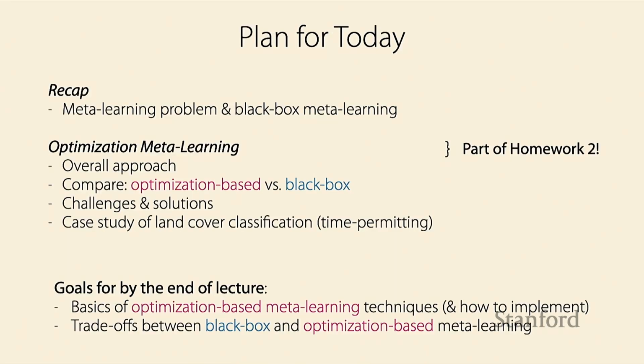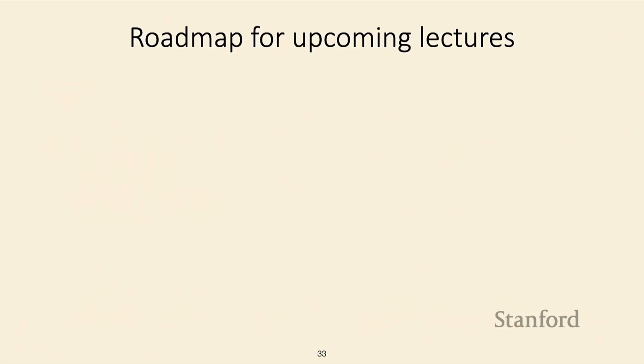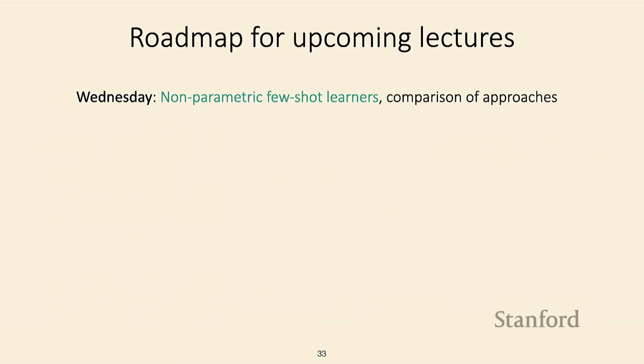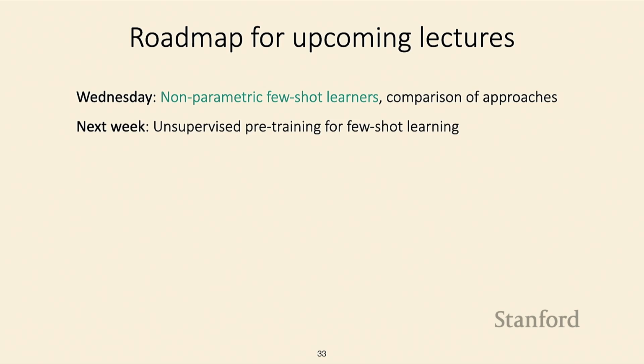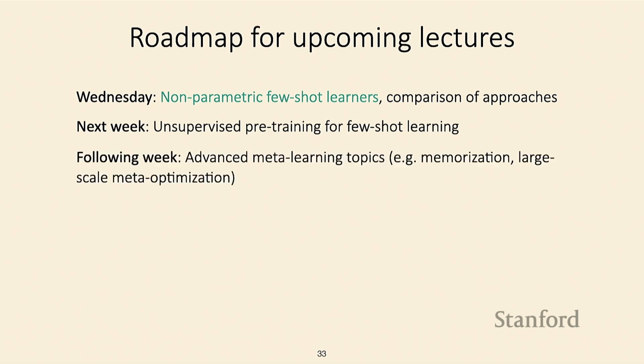Cool, so that's it for today. We covered the basics of optimization-based meta-learning. We talked about how it compared with black box meta-learning. On Wednesday, we're gonna be talking about our last type of meta-learning method, non-parametric few-shot learning methods. Then next week, we'll talk about unsupervised pre-training. And the following week, we'll talk about more advanced meta-learning topics.